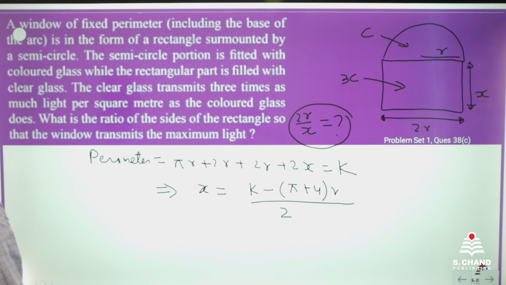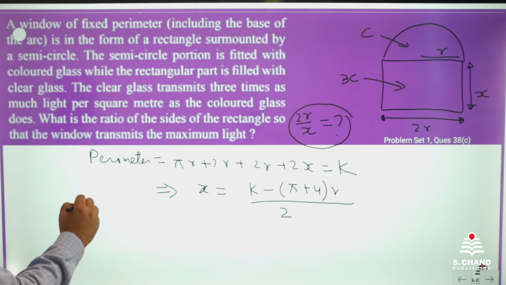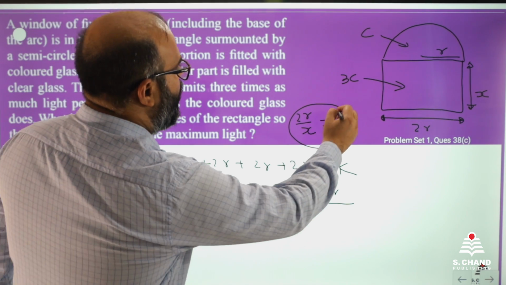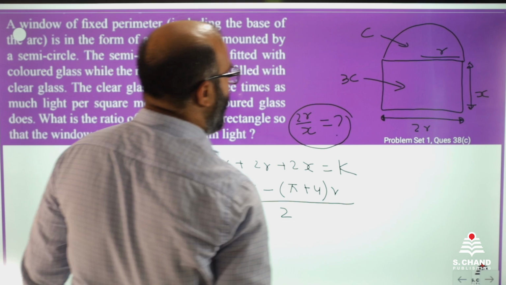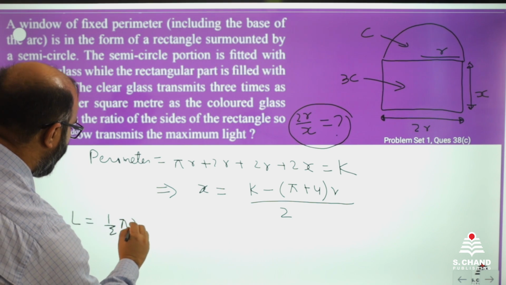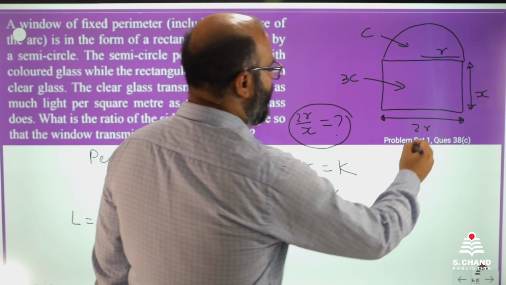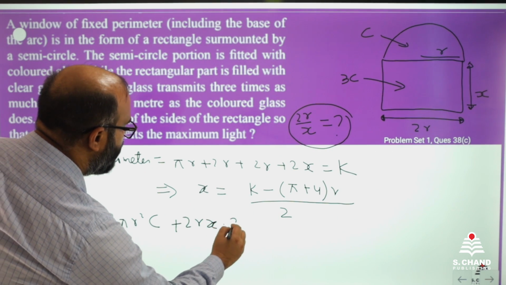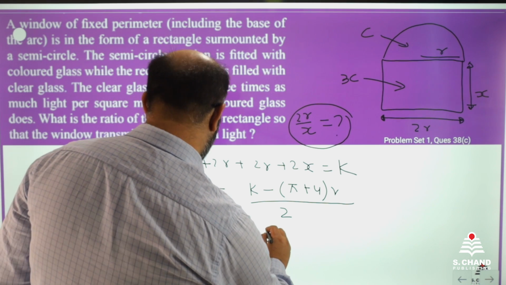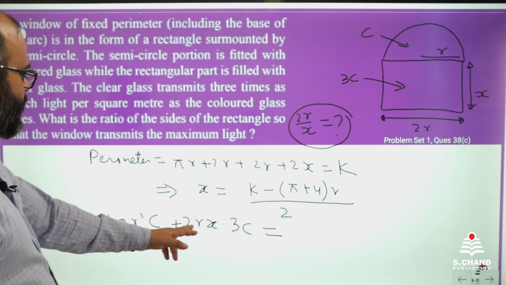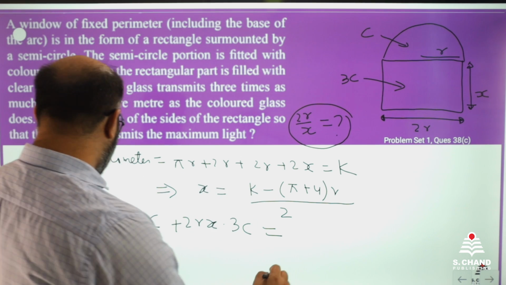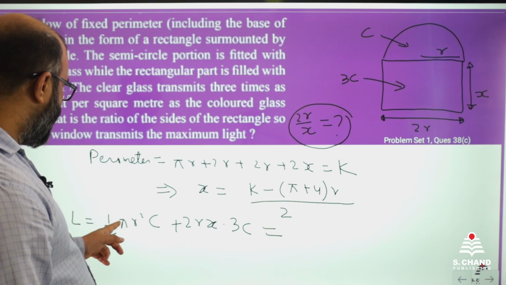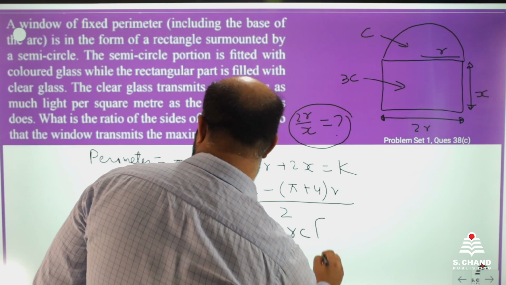And now we have to find the light which is passing through it. The light passing through is the area half pi r square into c, the light getting transferred here, and the light here is 2rx into 3c, because it is 3 times. So next you can replace x by this value. First let us take some constants outside, r and c common.